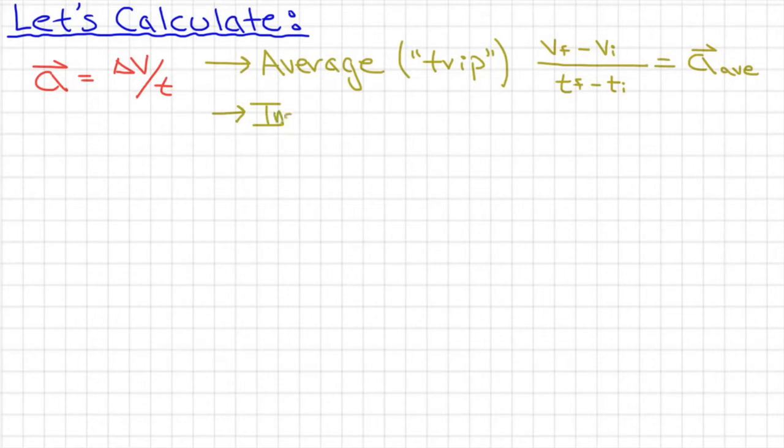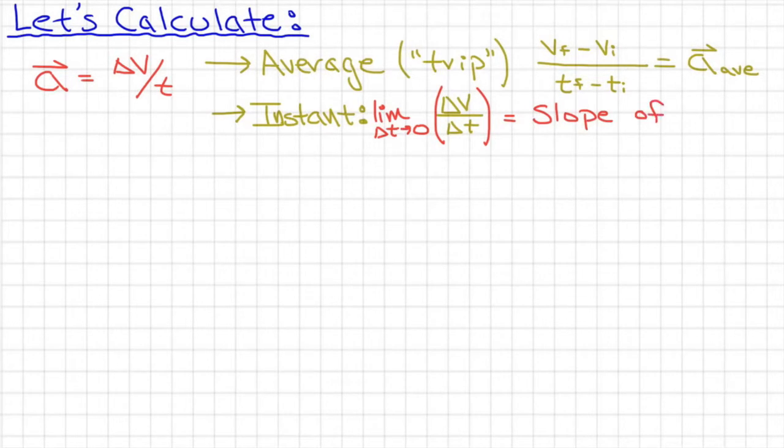On the other hand, you have instant acceleration, and for this again, we're going to have to take the limit as delta t goes to 0. So if you wanted the acceleration at time equals 5, you have to hone in on time equals 5. You can do from 4.9 to 5.1, and then from 4.99 to 5.001, and eventually you get the slope of the v versus t graph at time equals 5. You just get the derivative.